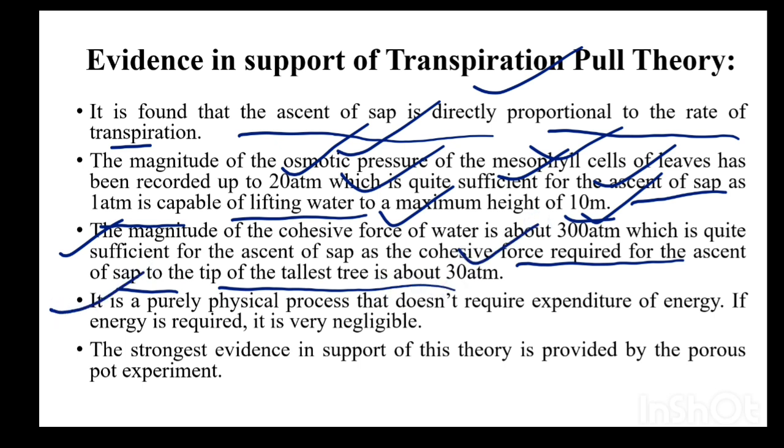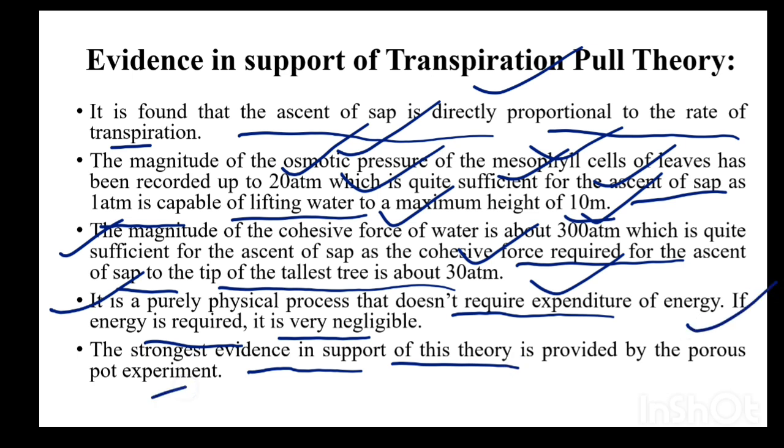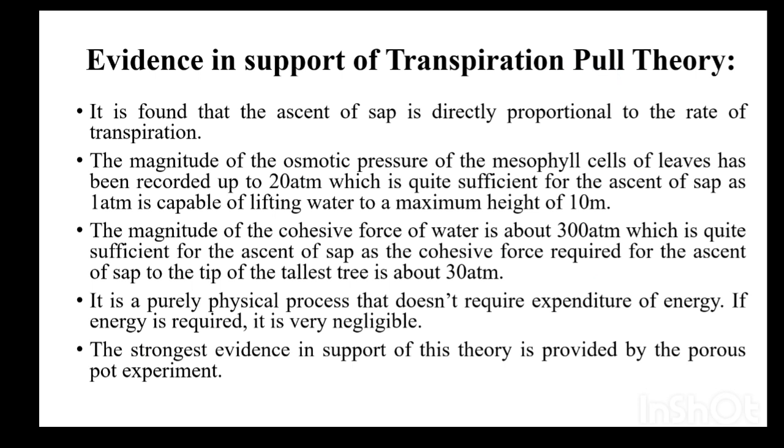It is a purely physical force that does not require expenditure of energy or ATP. If energy is required, it is very negligible. The strongest evidence in support of this theory is provided by the porous spot experiment. So these are different evidences to support the transpiration pull theory. So this is how the ascent of sap takes place inside the plant.